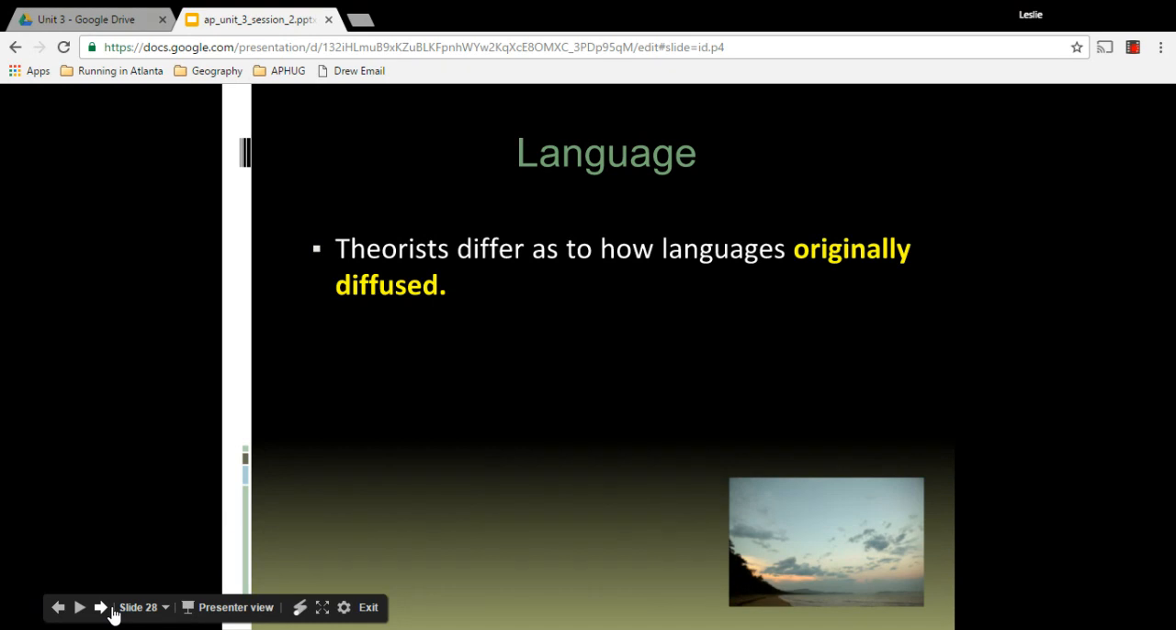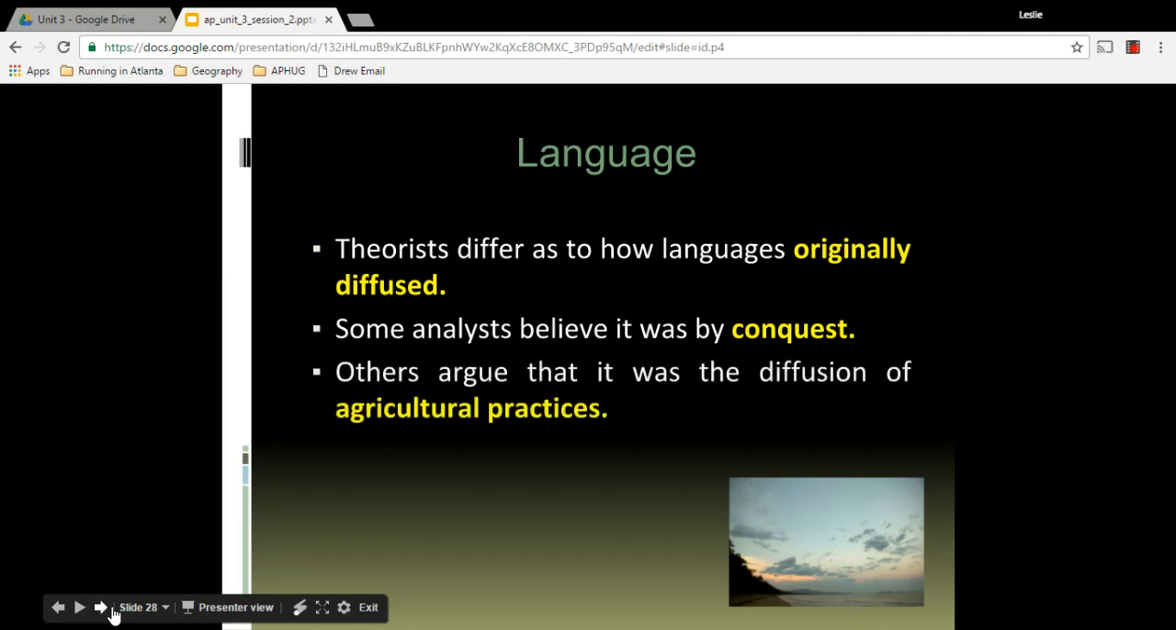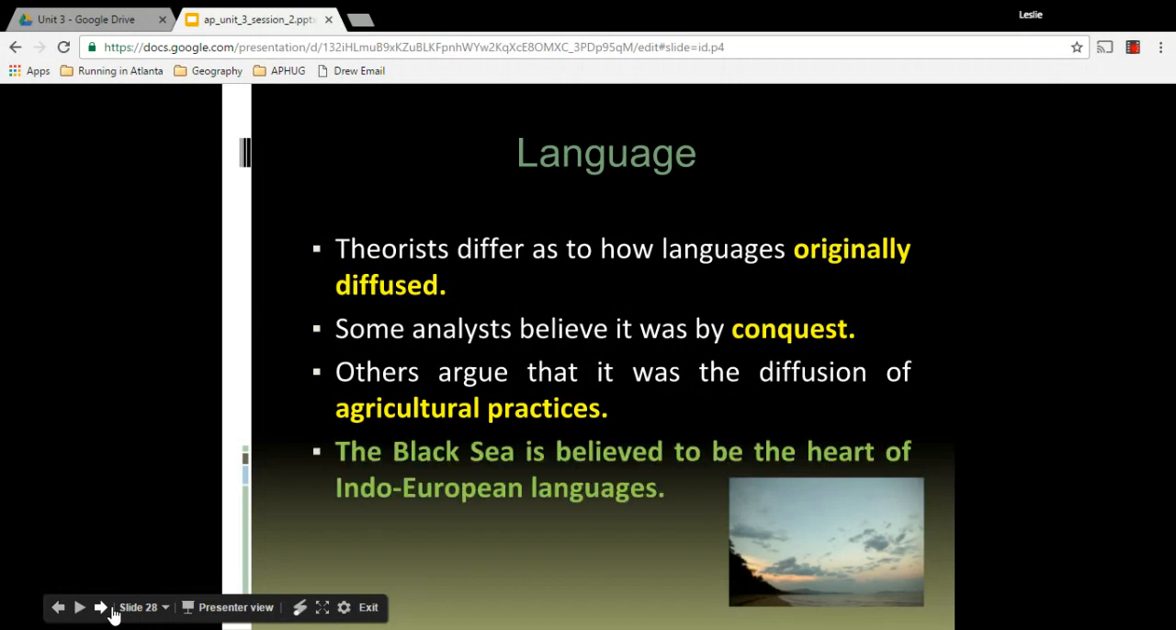Theorists differ as to how languages originally diffused, like how did all of these different languages come about. Some analysts believe that it was by conquest. Others argue that it was the diffusion of agricultural practices. The Black Sea is believed to be the heart of the Indo-European languages.